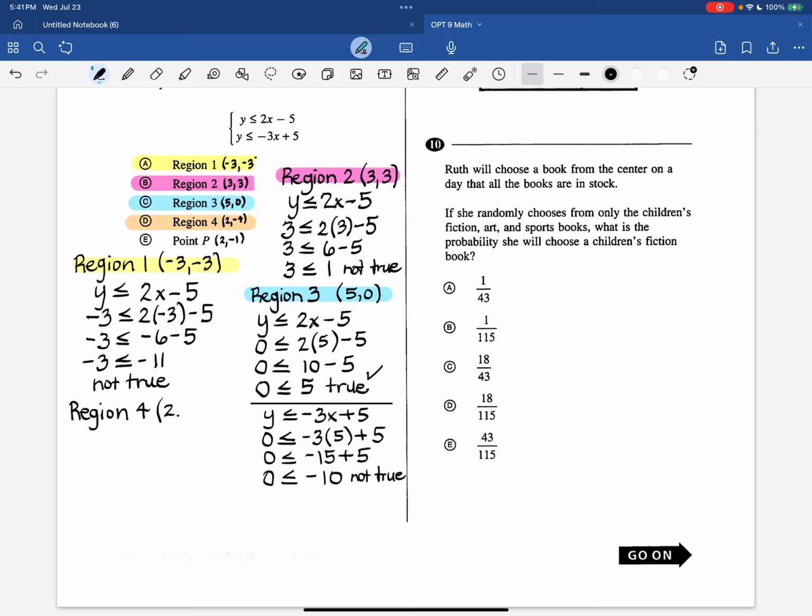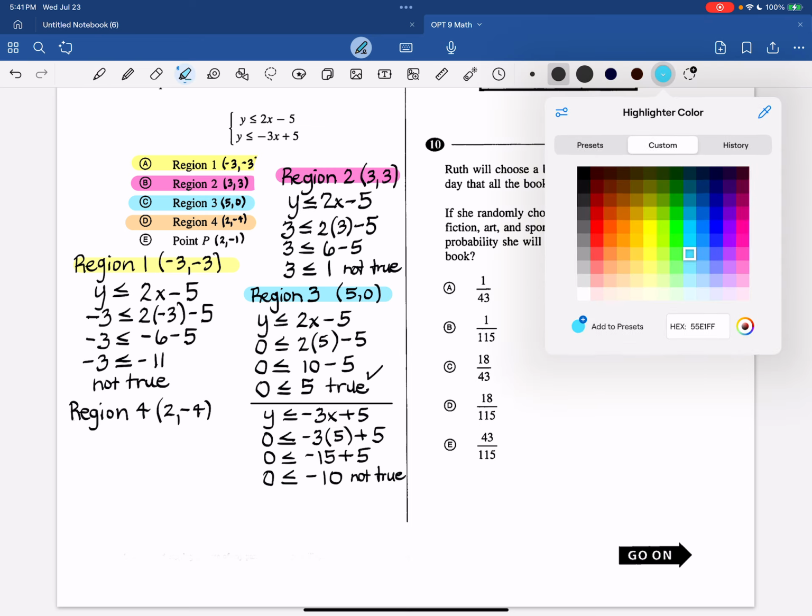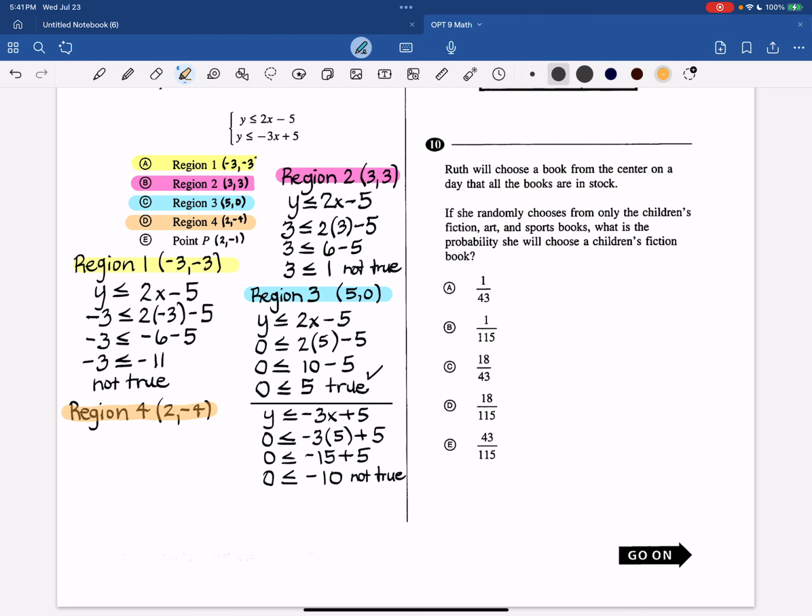And the point is 2, -4. You see why I told you just to pick one and hope for the best on a time test. All right, so y is less than or equal to 2x minus 5. And we're going to use -4 for y. We're going to use +2 for x. And see if this turns out to be true or false. So 4 minus 5. -4 is lower down than -1. That is true.